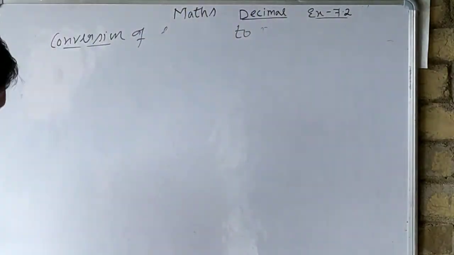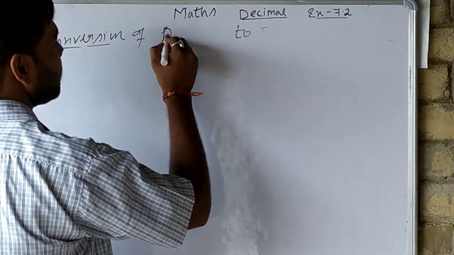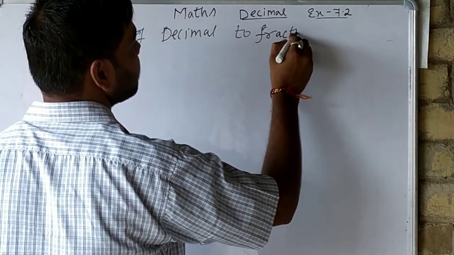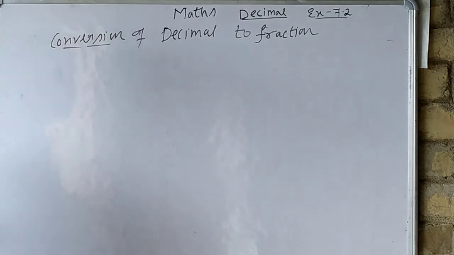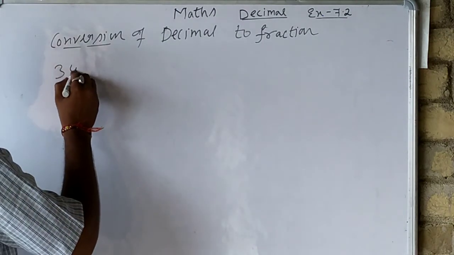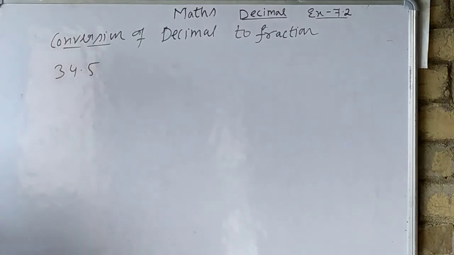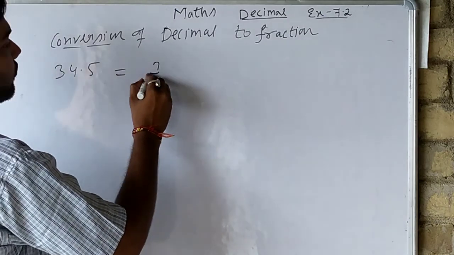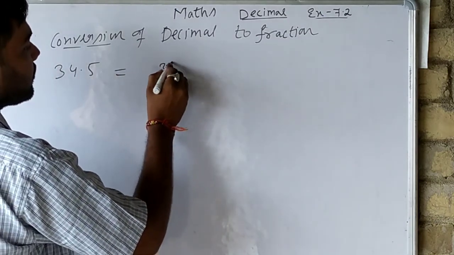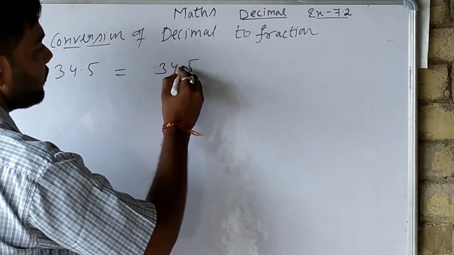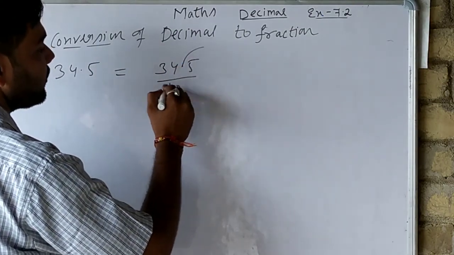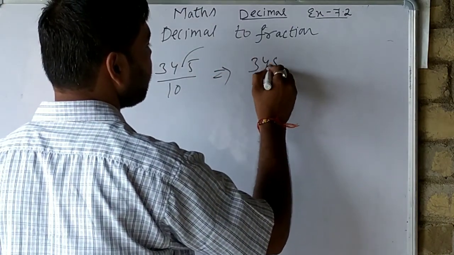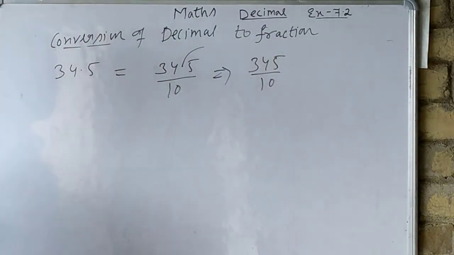Suppose we have to convert a decimal to a fraction. Decimal to fraction. So the conversion of decimal to fraction, see, 34.5. If it is written 34.5, how do we convert it? See here, 34.5. We will remove the one place decimal and we will place a 0 in the denominator. So the answer will be 345 by 10.